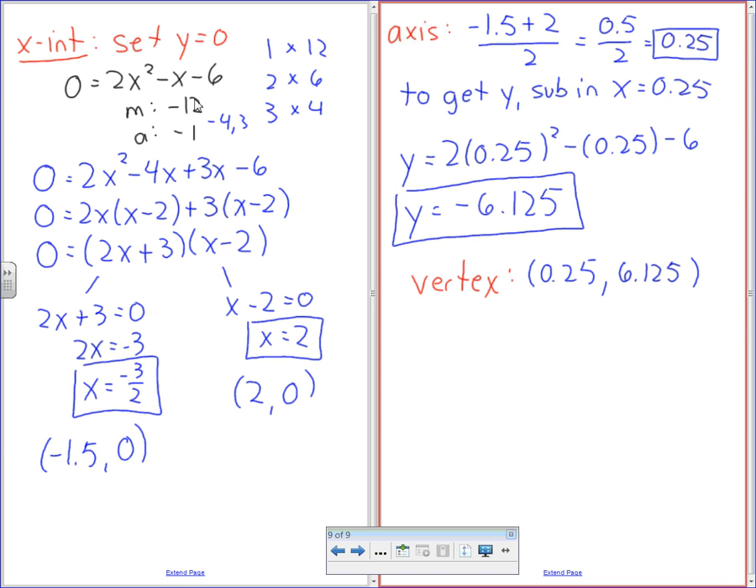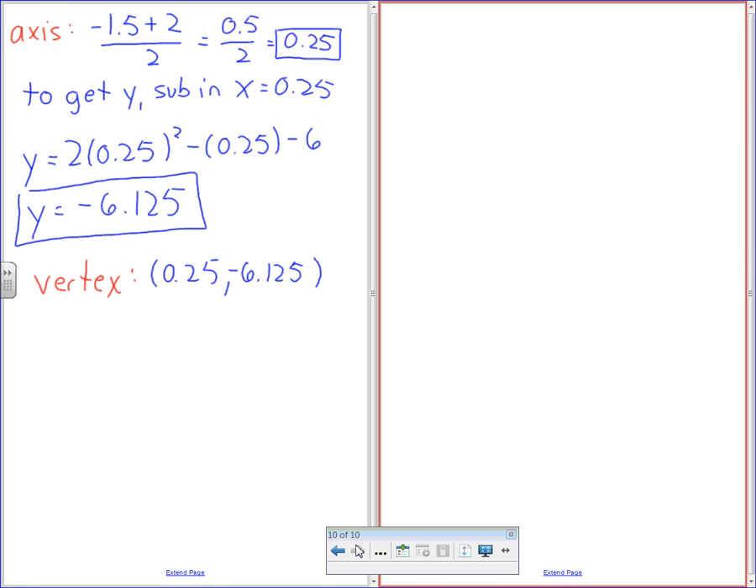Yes, but here's the thing, there will be at least one. Here's the thing, if you don't like decimals, no problem, it is a fraction. You can call this negative 6 and 1/8, you can leave it as negative 6 and 1/8. Okay, so here we go, let's graph this up.